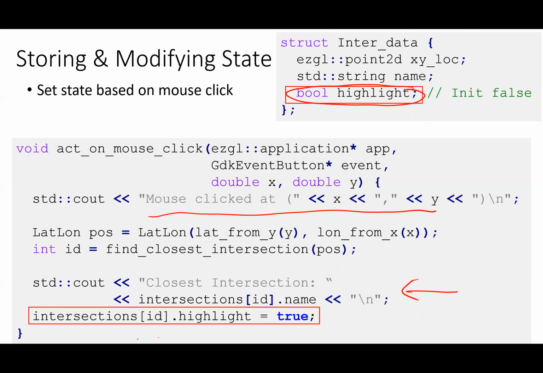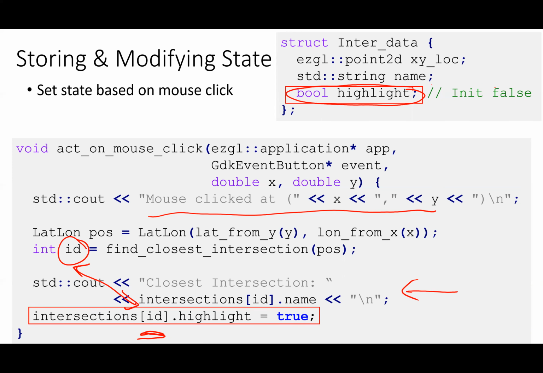And we've got a global variable called intersections already, with one entry in the vector for every single intersection. So for the intersection that you just clicked on, we just figured out this ID. We're going to set the highlight variable for that intersection to true. And now it'll be highlighted. Does that make sense?